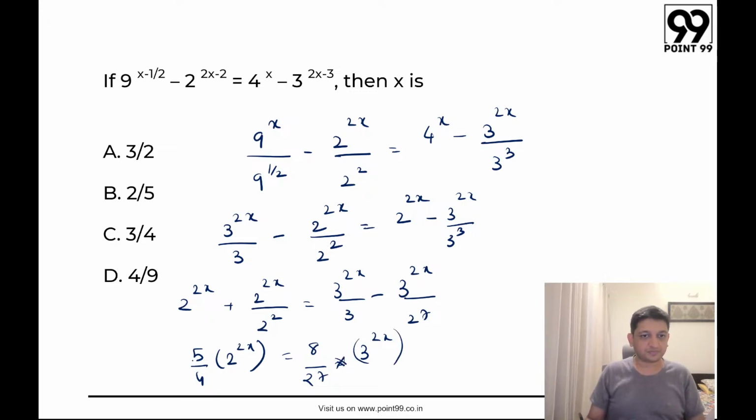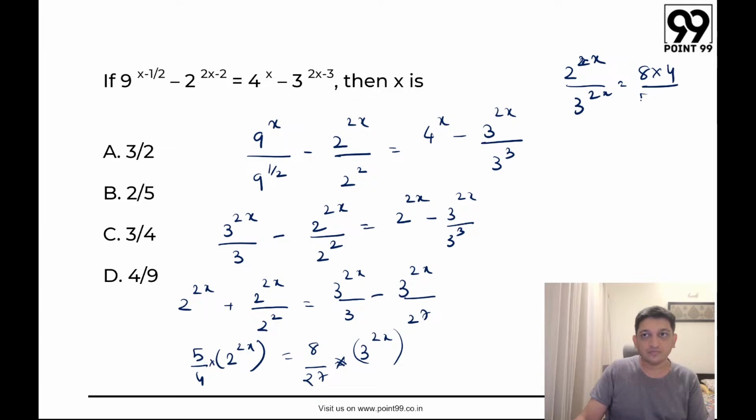This is also multiplied by. Alright. So now what will we get in this particular context? Let's again merge all the terms and see what happens. I hope I'm doing everything correctly. Alright. Now what do we get in this context? We are going to get 2 raised to 2x upon 3 raised to 2x will be equal to 8 into 4 divided by 5 into 27.